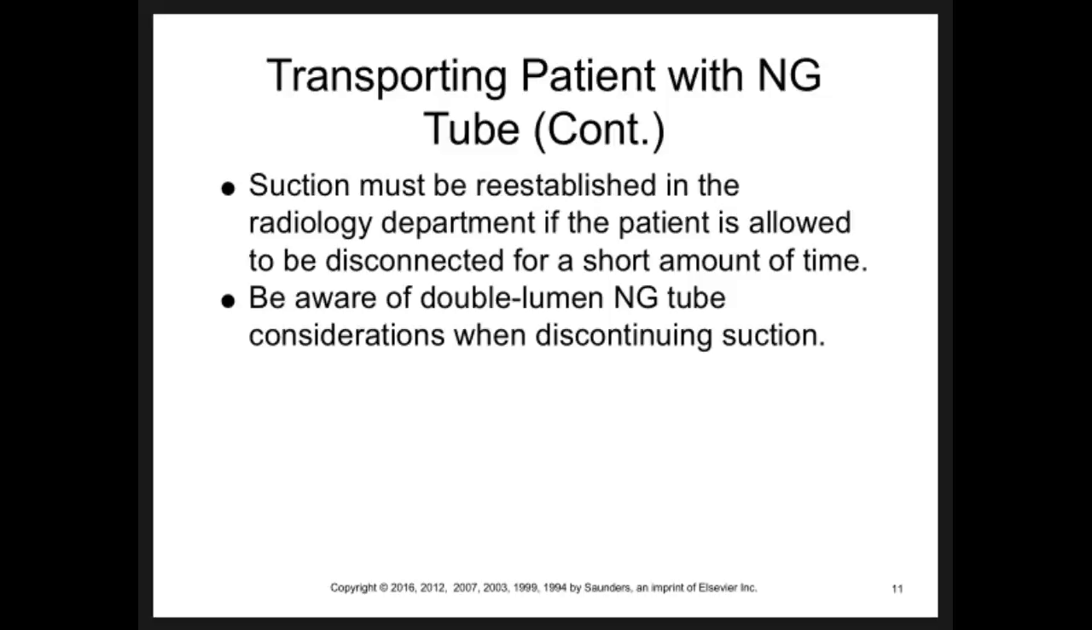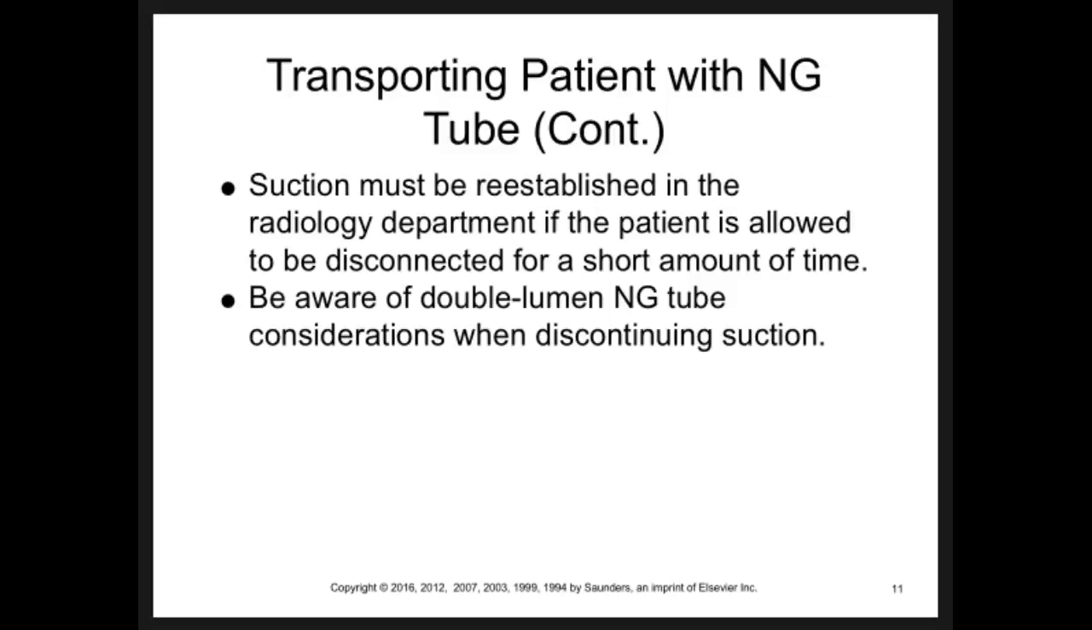Special considerations for the double lumen NG tube. The double lumen NG tube has one lumen that is the tube into the stomach, and the other one is a little air vent that we were just talking about. If you clamp the air vent, as it says to clamp the NG tube for transport when it's a single lumen, if you clamp the double lumen air vent, sometimes that damages it so that it won't allow air to vent in as it's supposed to.